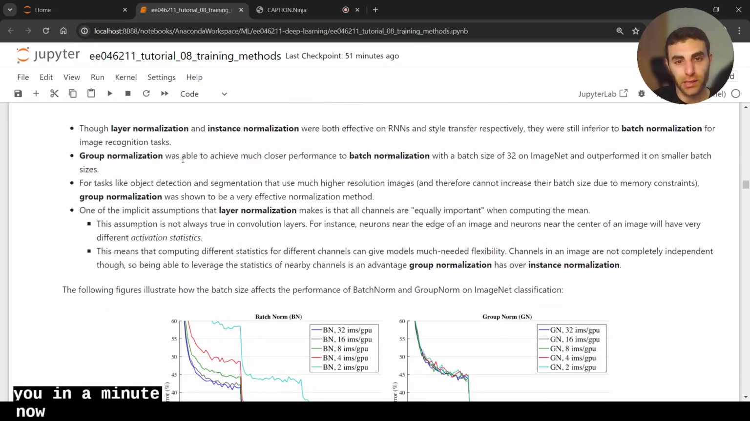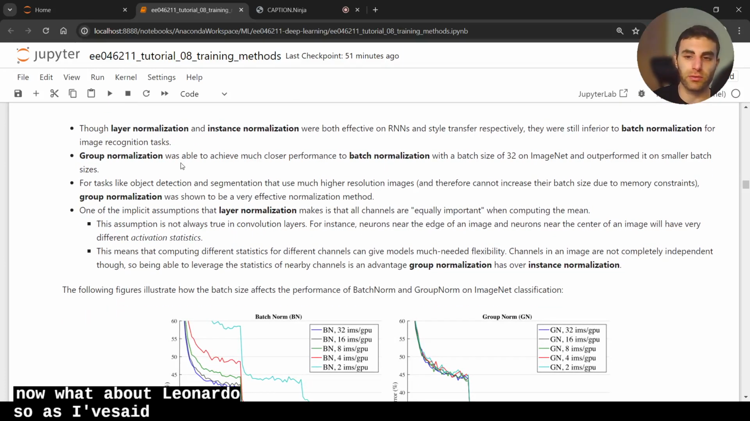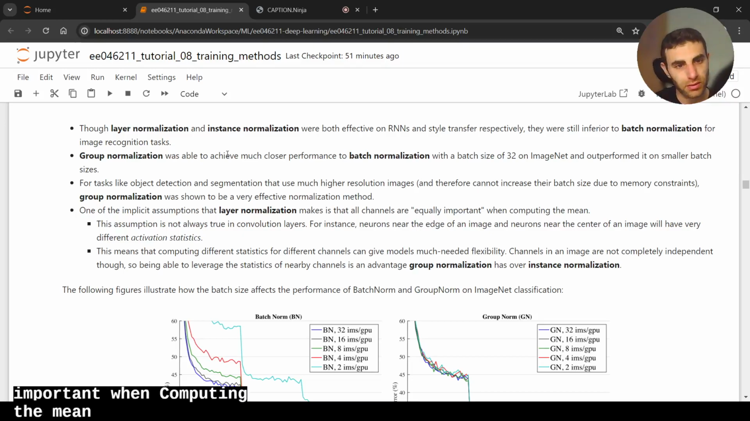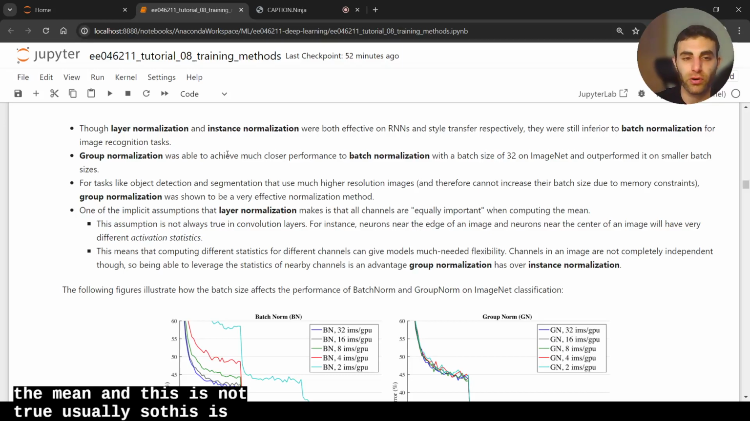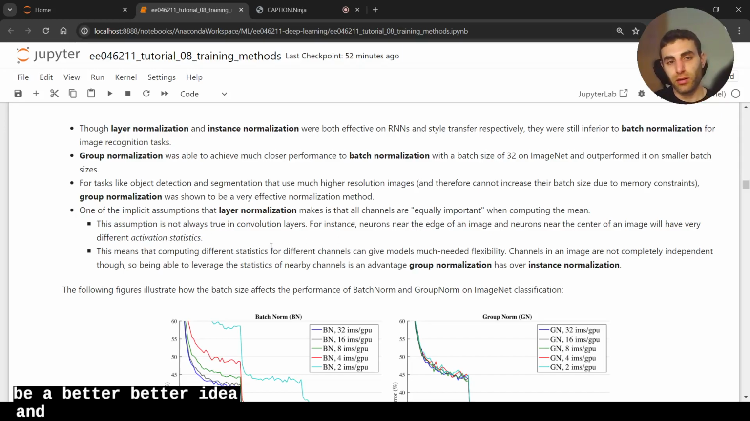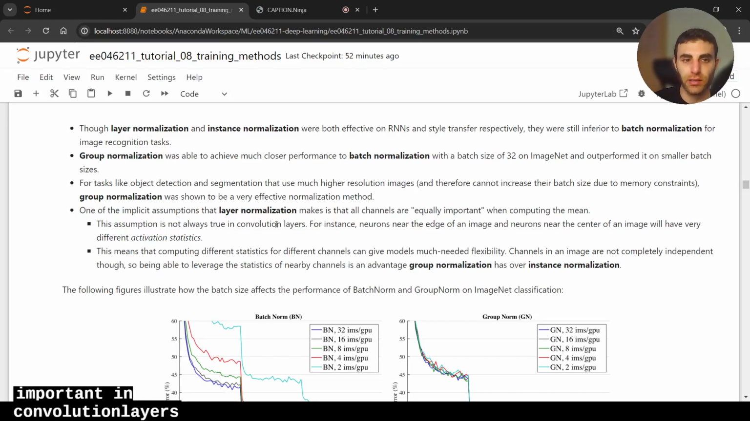Now, what about layer norm? As I've said, layer norm is good for sequential models, but one of the implicit assumptions that layer normalization makes is that, for example in images, if we apply layer norm on images, then all channels are equally important when computing the mean. And this is usually not true. So this is why group norm might be a better idea, and this is especially important in convolutional layers. Group norm has an advantage in this case.